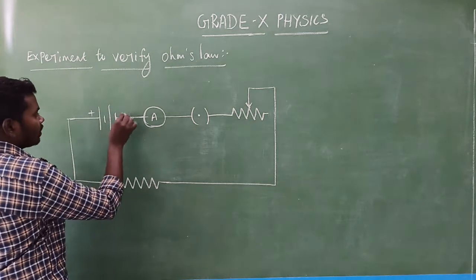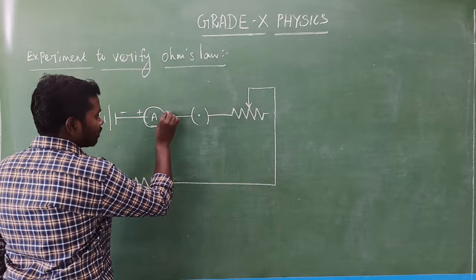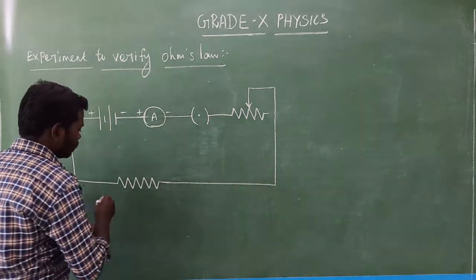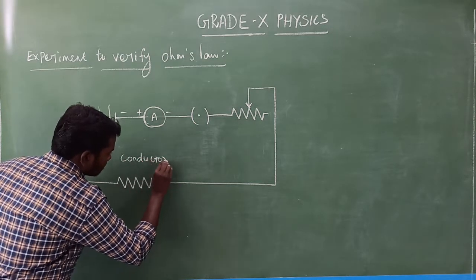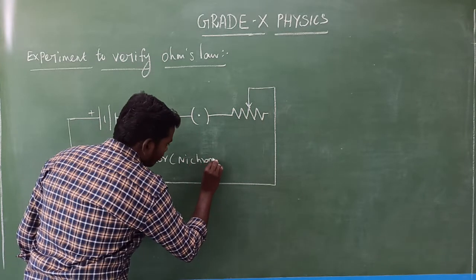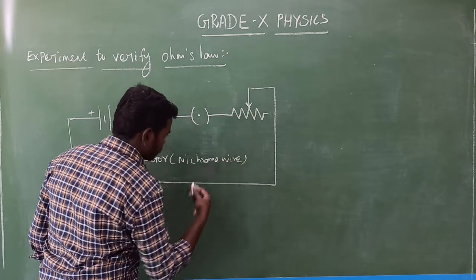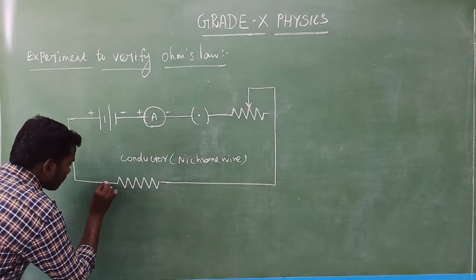This is the positive terminal of the battery, negative terminal of the battery. This is the positive terminal of the ammeter, negative terminal of the ammeter. Look here, this is the conductor. Maybe it's a nichrome wire. I am going to take a nichrome wire. Nichrome is one of the conductors, even though it is an alloy.